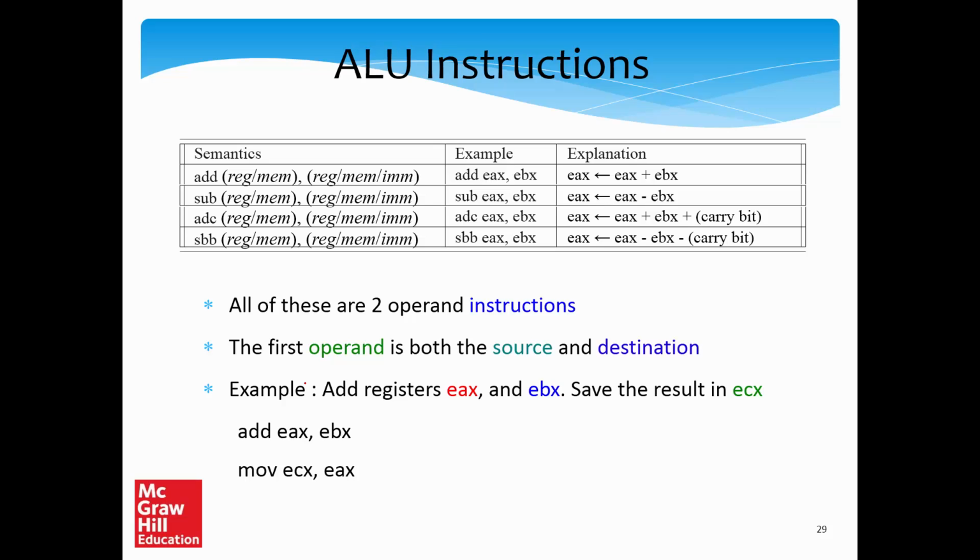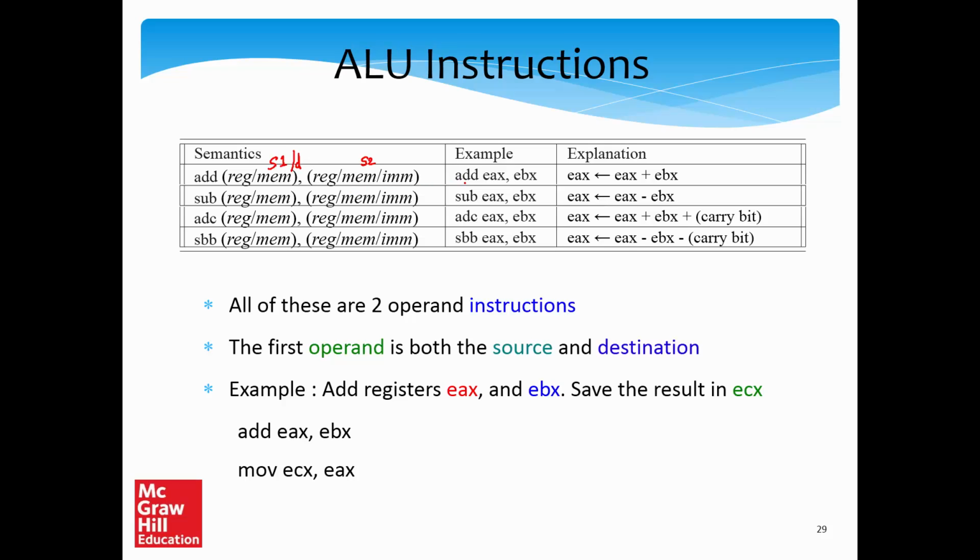ALU instructions follow exactly the same format as we had discussed earlier when we gave the generic format of two address instructions. So they take two operands. The first operand is the first source as well as the destination. The second operand is the second source. So the first operand can be either a register or a memory. The second operand can either be a register or a memory or an immediate or a constant.